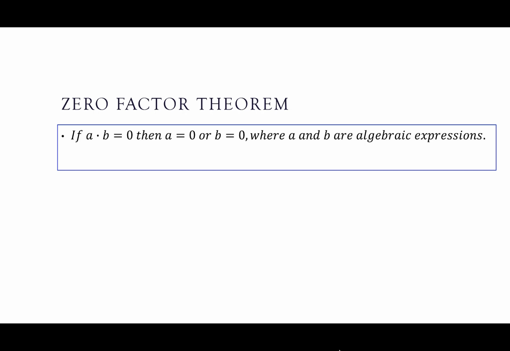We're going to start with the zero factor theorem, which says if a times b is 0, then a has to be 0 or b has to be 0. And a and b can be any kind of algebraic expression, so it's not really a number a or a number b, but just these factors a and b. So let's try a couple.